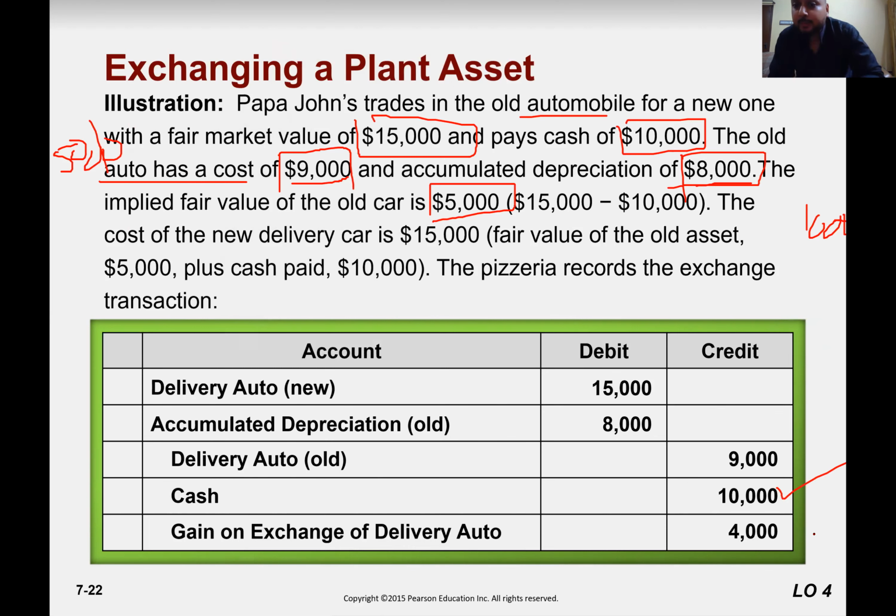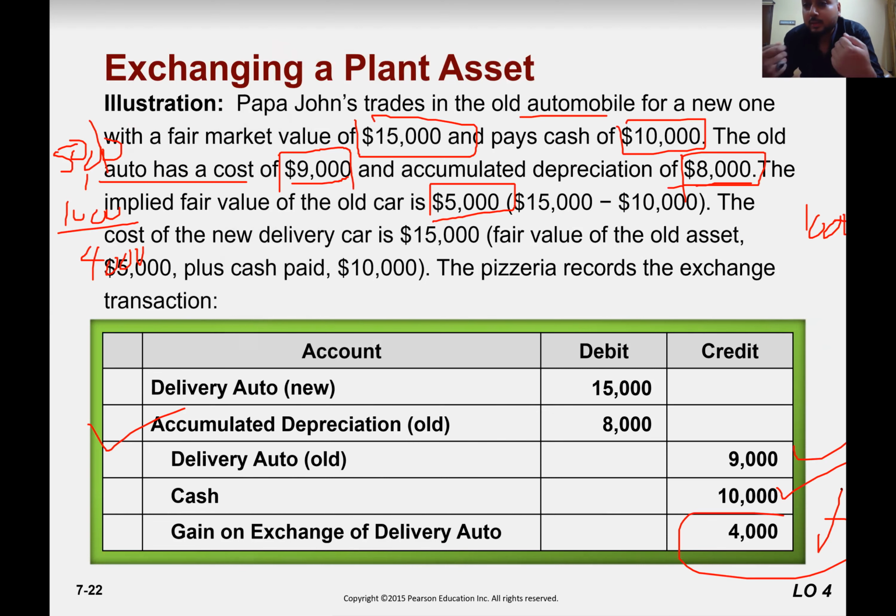And now let's look at the treatment for the old car. Old car depreciation is debited 8,000 here. Right? Old car sold, decrease of the old car completely, 9,000. So the difference is 4,000 because we still have 1,000 value. So 4,000 is our gain. The gain is recorded as a credit. So the treatment is the same, just the way you add flavor to the question can be changed, but the treatment is the same.